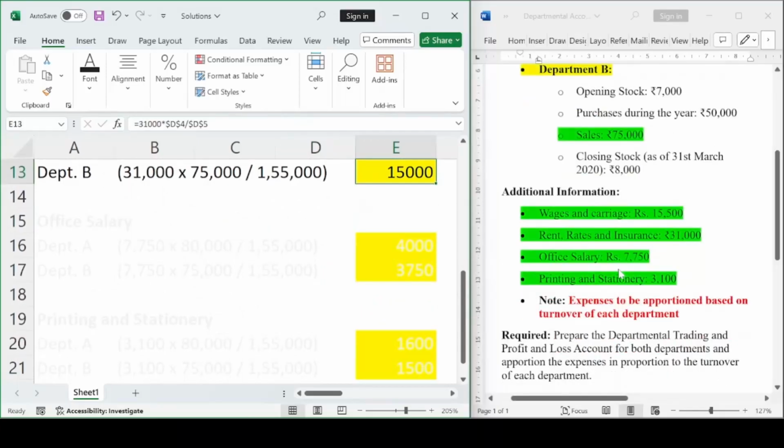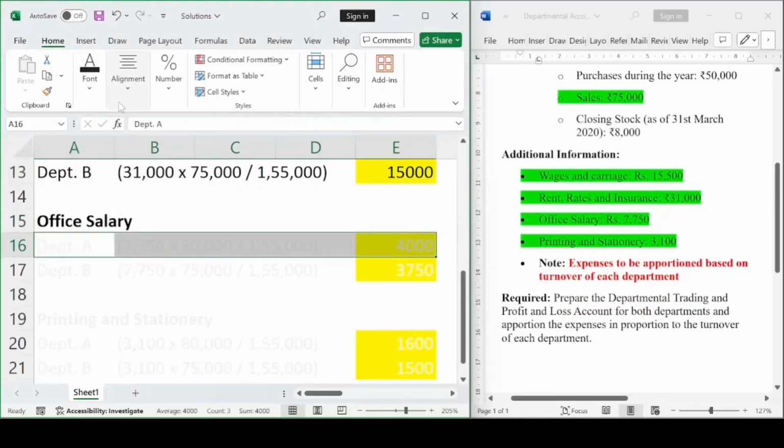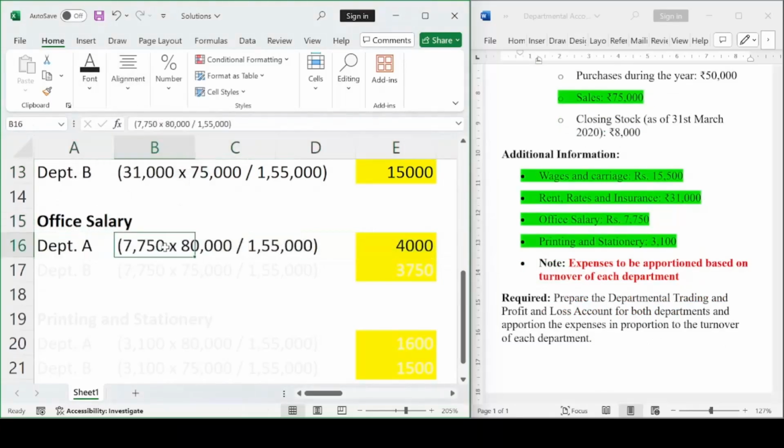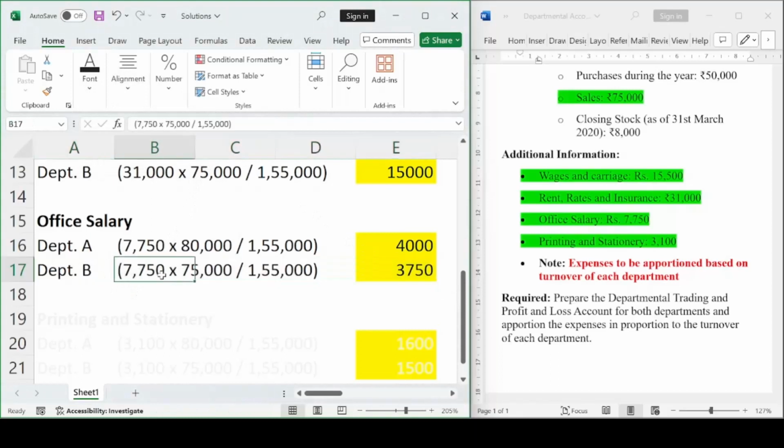Now what is the next expenses that we have to divide? It is office salary. So first let us divide for department A. So total office salary is 7,750 into department A turnover is 80,000 and total turnover is 1,55,000. So when we divide it, I'll get the value 4,000. Similarly, let us do it for department B. So for department B, 7,750 is the total office salary. In that, department B's turnover is 75,000 and total turnover is 1,55,000. So when I divide it, I'll get the value 3,750.